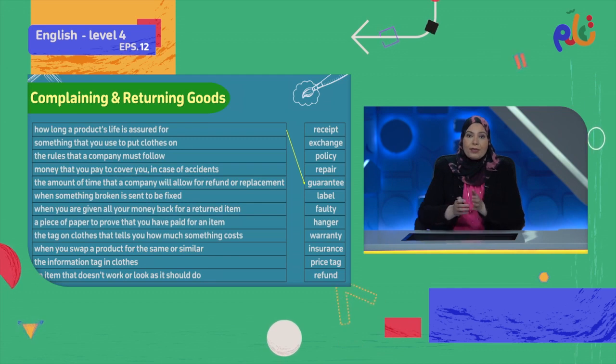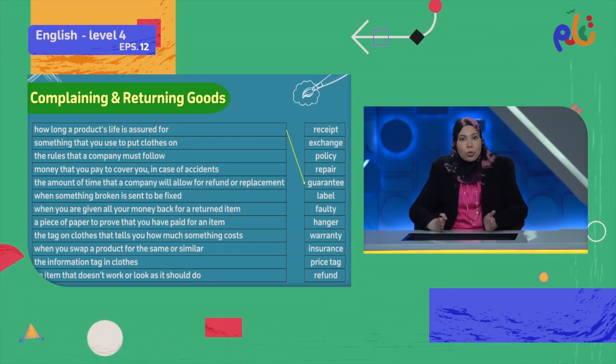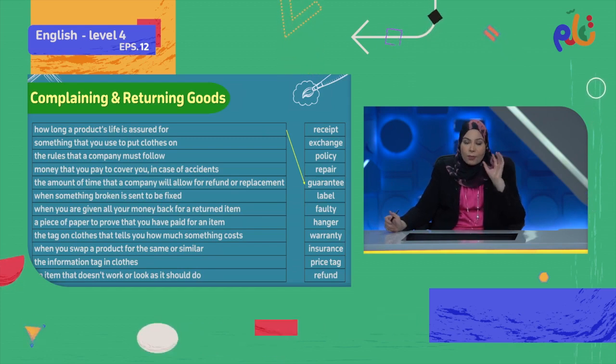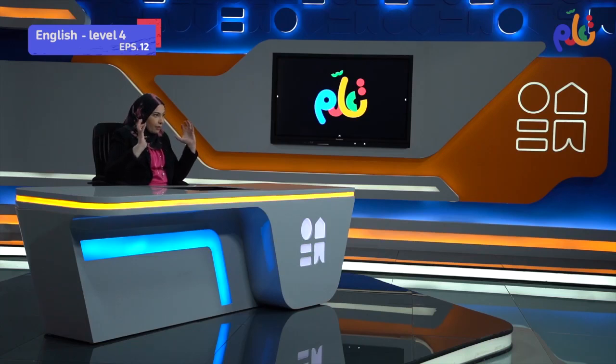So the guarantee period is maybe 1 year, 2 years, 5 years, 10 years, depending on the product. And within this guarantee period, whatever problem you have, they will take it and fix it for free, as long as the problem is in the product, not in the usage.